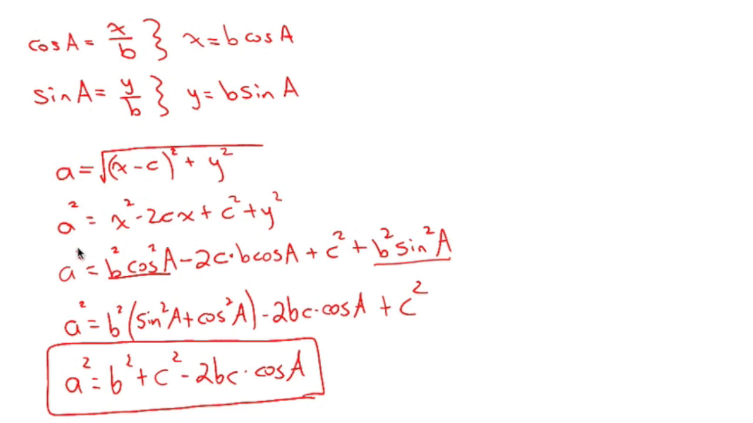Does the 1 just go away? Well, it's 1 times b squared, which is just b squared. Oh, okay.